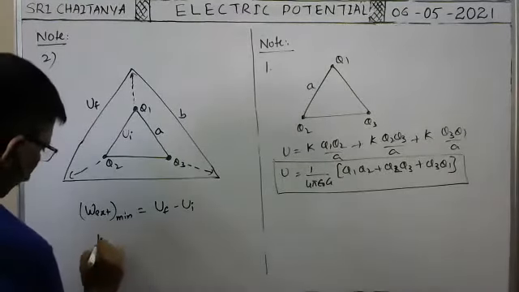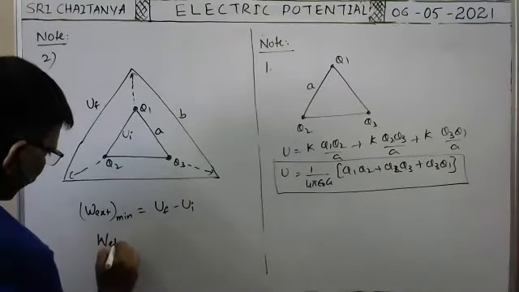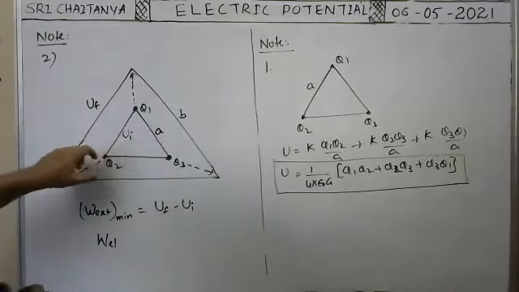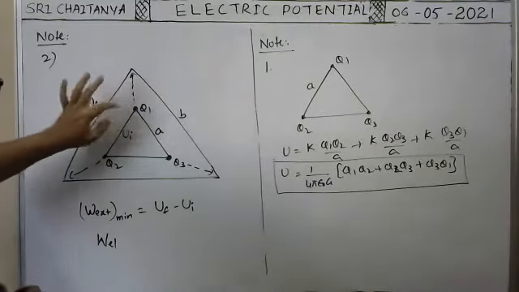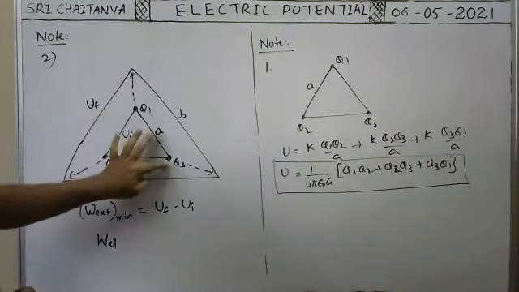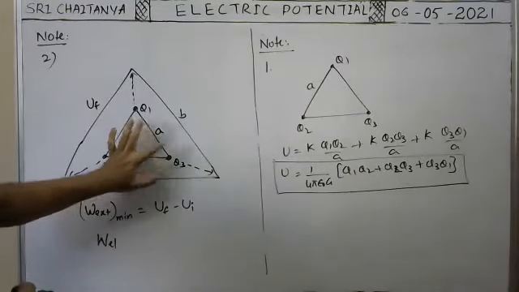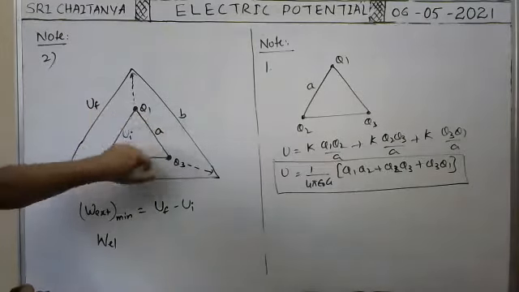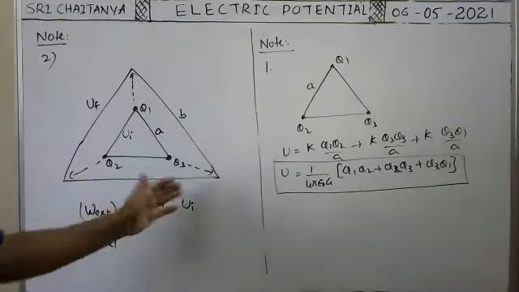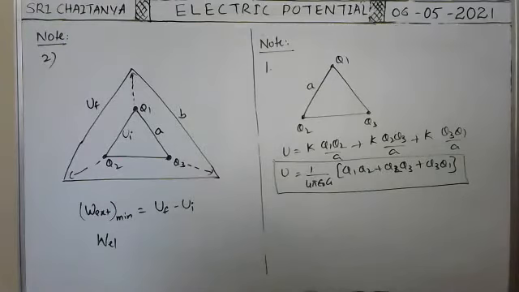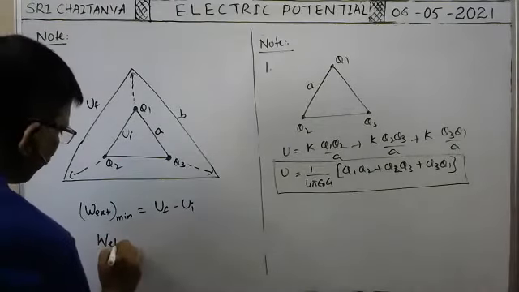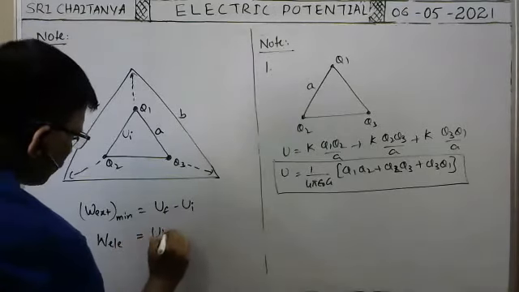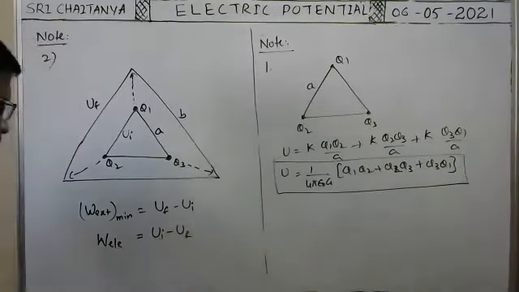In this case, what is the work done by the electric field among the charges? Whenever the charges are kept like this, due to this charge an electric field is formed, due to this charge an electric field is formed, due to this charge an electric field is formed. That means interaction is there among these charges. Due to these interactions, whenever they are moving to the corners of the outer triangle, what is the work done by the electric field? Work done by electric field is equal to initial potential energy minus final potential energy.